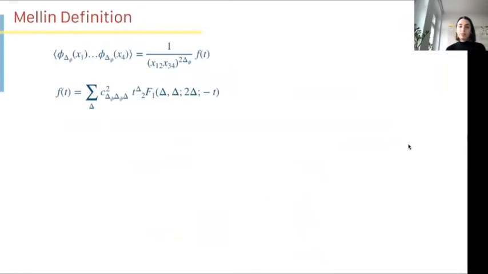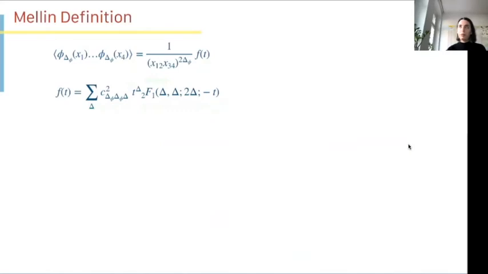But let's move to the proper definition of our Mellin, and let's look at the object on which we want to apply it, which is a 4-point correlation function of identical scalars. This is expressed as this f of t, which is a sum. We have the OPE coefficients, and this part is called the conformal block. So it's a sum over the conformal blocks.